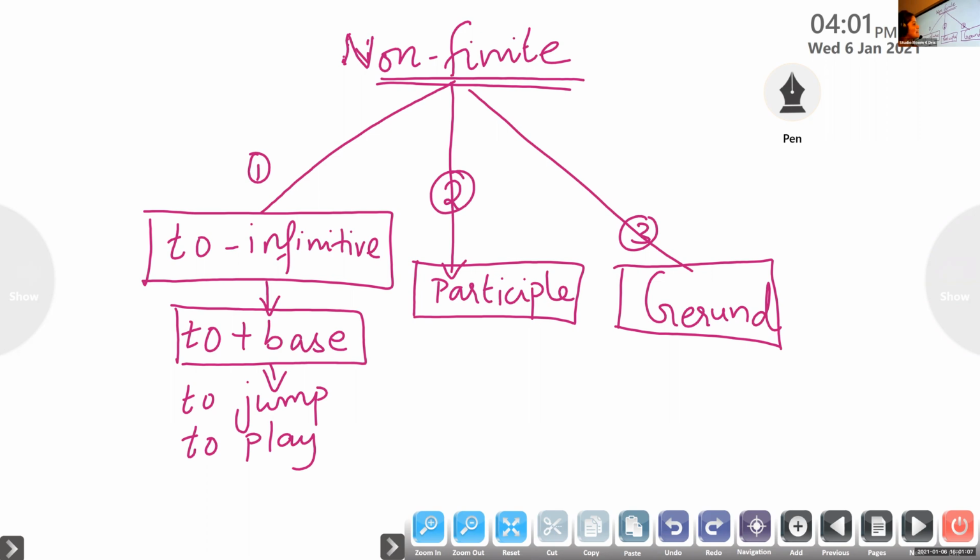Okay, these are the examples of infinitive form: to plus the base form of the verb. And these infinitives are called non-finite verbs.